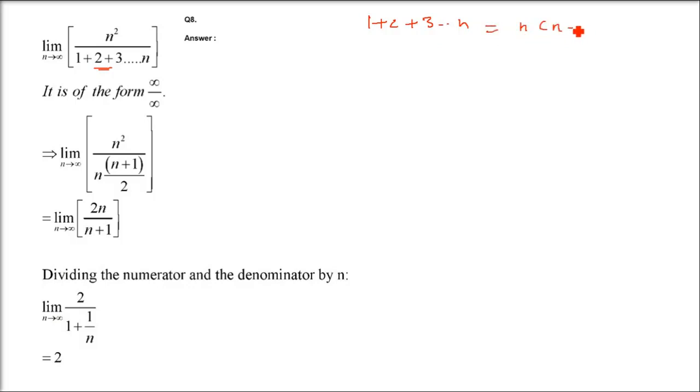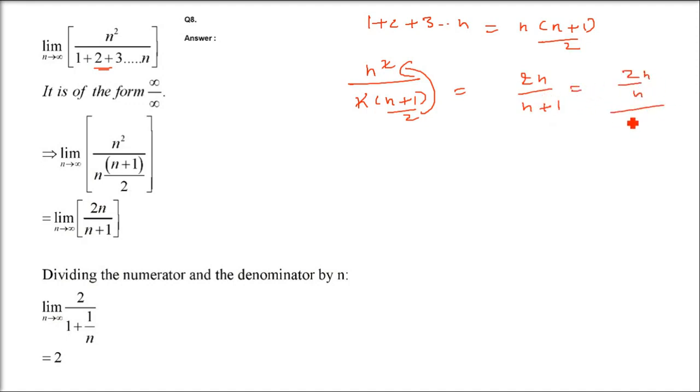We know that this is n into n plus 1 by 2. Okay. So just put it here, n square divided by n into n plus 1 by 2. Okay. So this n gets cancelled. So this 2 you are taking up to the numerator. 2n by n plus 1. Now this, what do you have in the highest power? n raised to 1. So divided by n. So 2n by n, and you have n plus 1 by n. So you have 2 divided by 1 plus 1 by n. So n is infinity here. So this will be 0. So 2 by 1. It is going to be 2.